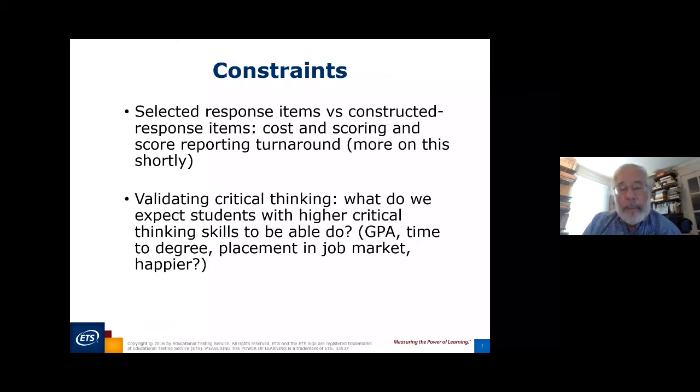And the other part about a constraint for a test is validating it. So how do we know we have tested the right thing? And so you could look at their grade point average, you could look at how long they spend to get to degree, you could see whether they're placed in a job market. These are ways of validating any test. And we didn't get to validity and fairness and reliability, though it's in my other slides. And again, I welcome you to read through these materials at your leisure and get back to me with questions as you think of them.